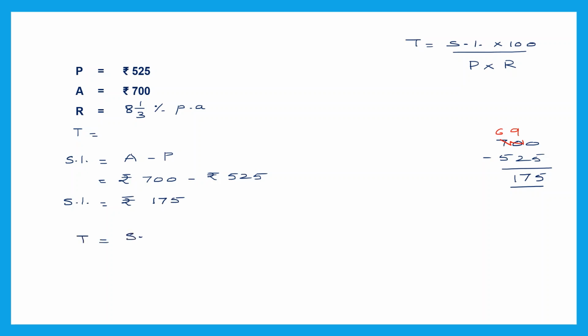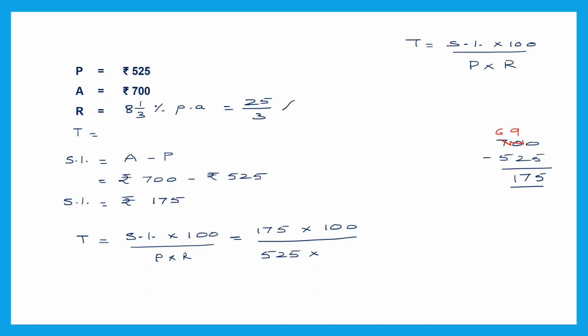Time, the formula is simple interest into 100 divided by principal into rate. So simple interest we found out to be 175 rupees. Multiply this by 100, and in the denominator principal is 525 rupees into rate, and rate, as you can see here, is 8 1 by 3%. Let's convert this to an improper fraction. 3 8s are 24 plus 1 is 25. So this becomes 25 by 3%. So now here it says principal into rate. So rate is 25 by 3%.